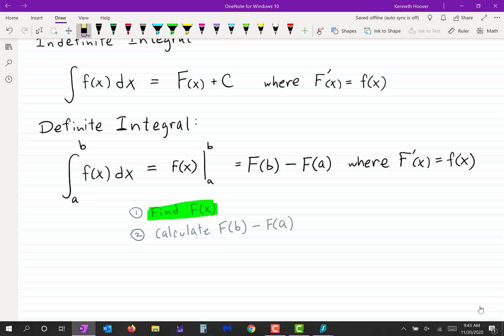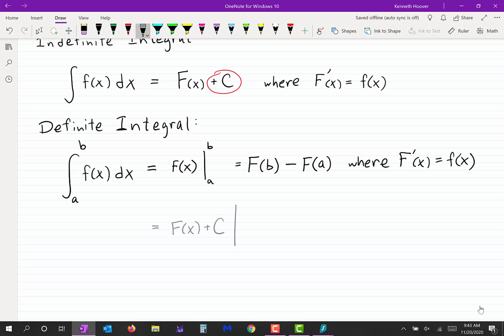Now, here's a question that often comes up. Do you still need to put plus c? The answer is no, you don't, but you certainly can if you want to, because look at what would happen. If you wrote the antiderivative plus c, and now I should put parentheses because there's more than one term. A lot of times people leave the parentheses off.